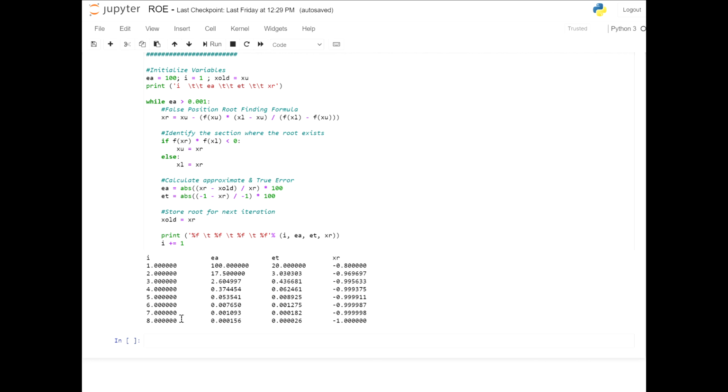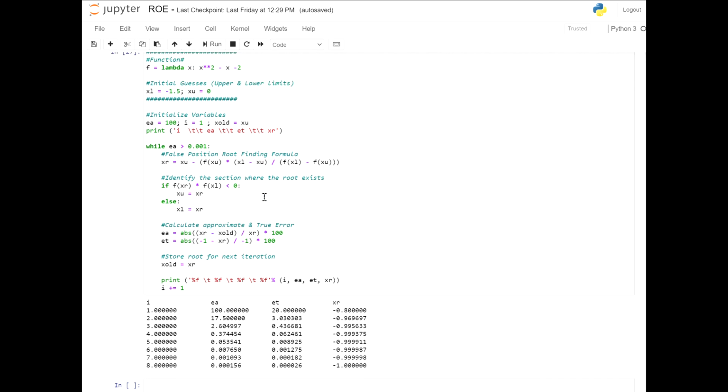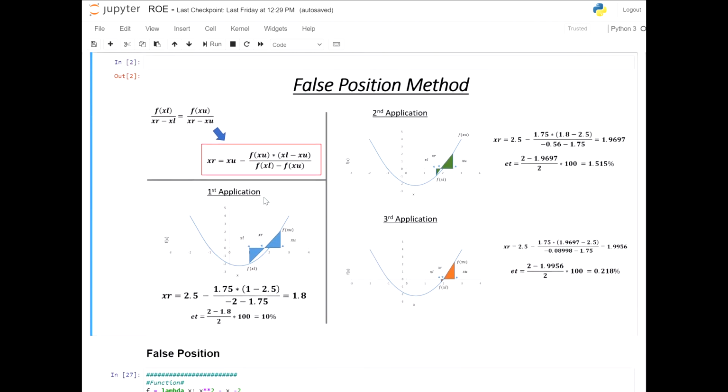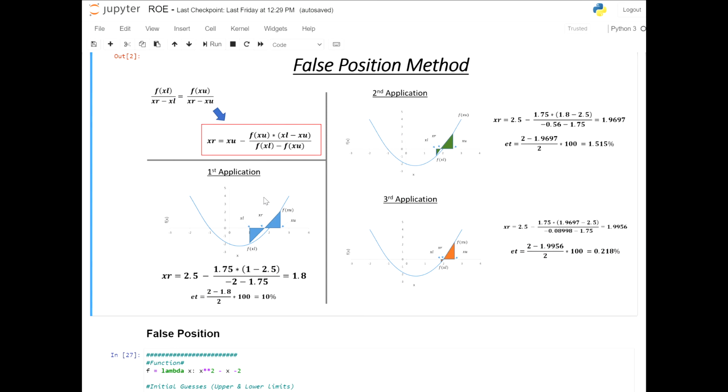So in the next lesson, we're going to be moving to the next type of root finding techniques, which are open methods, and we're going to be starting with the Newton-Raphson. And of course, as we're developing the Python code, we're going to be comparing the Newton-Raphson to the bracketing methods to see whether open methods or bracketing methods are superior.